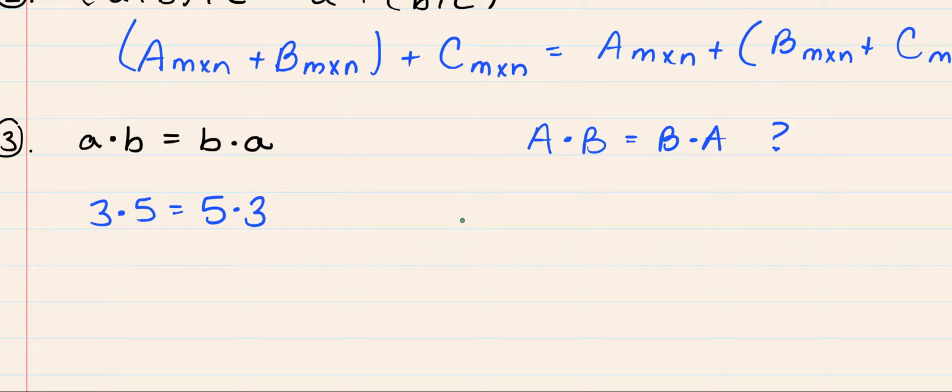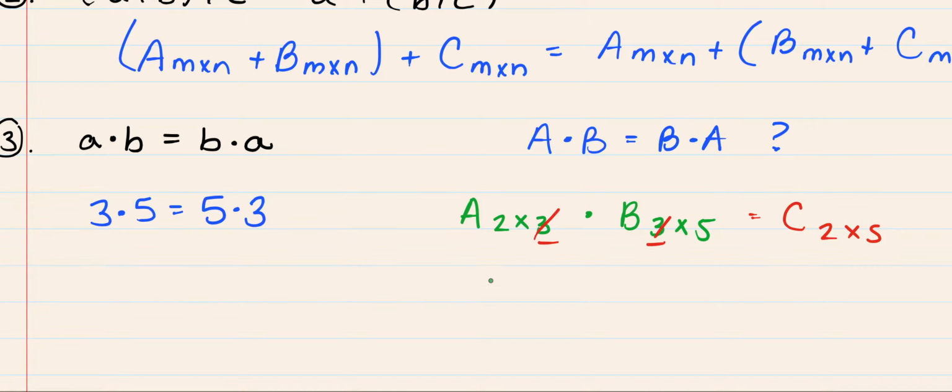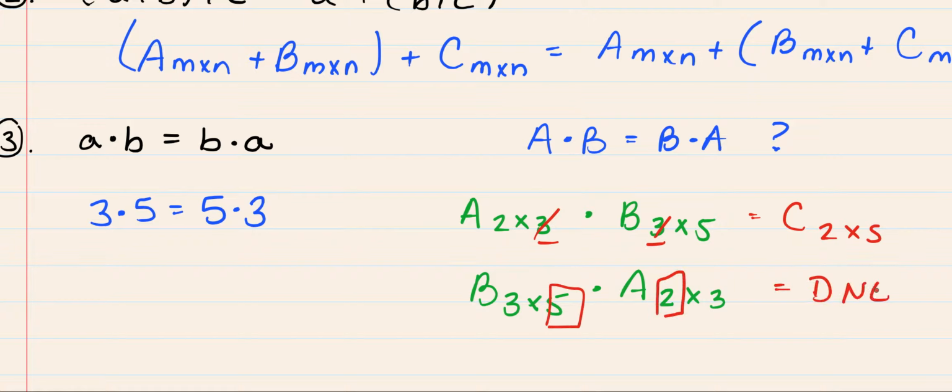For example, if A is a 2 by 3 matrix and B is a 3 by 5 matrix, well, you can multiply them because you have this 3 and this 3 here, cancel out, and you get a matrix C, which is 2 by 5. But if you try to multiply B, which is 3 by 5, by A, which is 2 by 3, well, these numbers are not the same. So this does not exist.